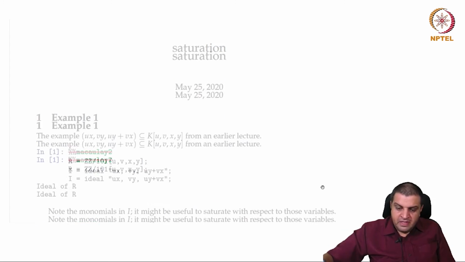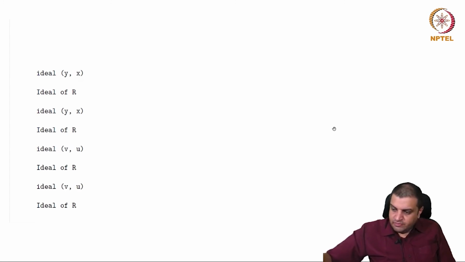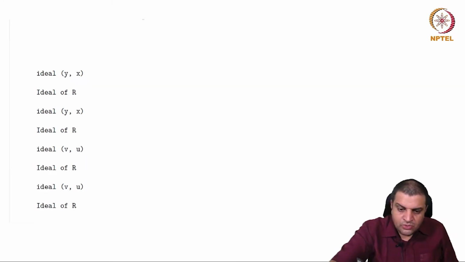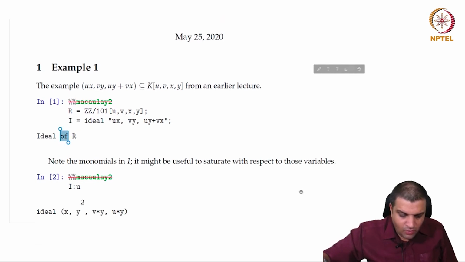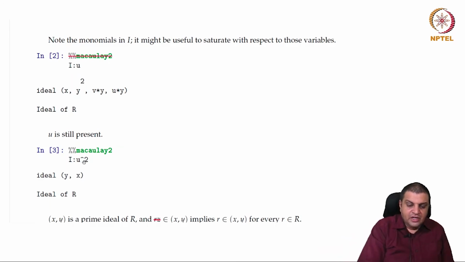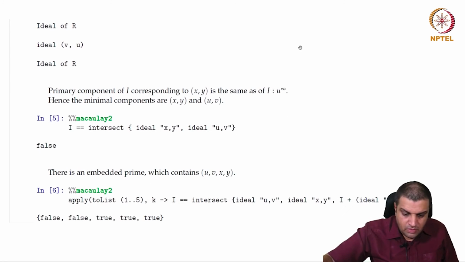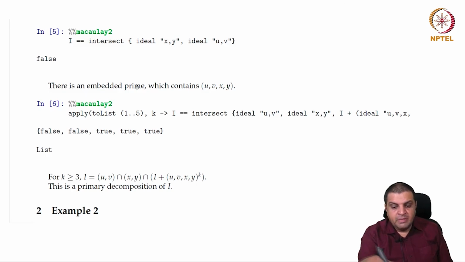Calculation says there's only one associated prime that doesn't contain u, which is y comma x. Similarly for v, just y comma x. So every other associated prime other than these two must contain all the 4 variables, which is what we conclude here. There must be an embedded prime which must contain all the 4 variables, but once it contains all the 4 variables, it's a maximal ideal, and therefore it must be an associated prime. There's nothing bigger.